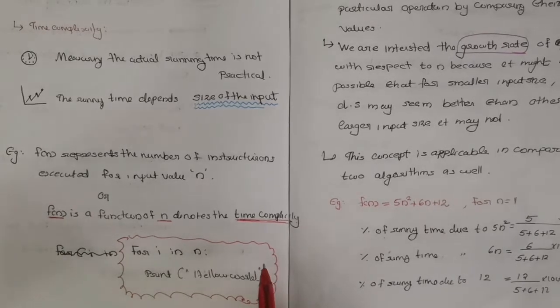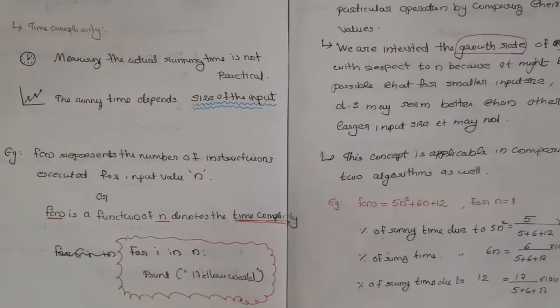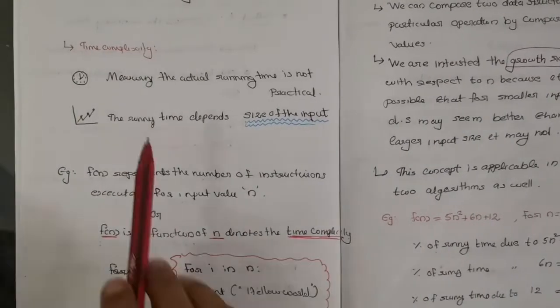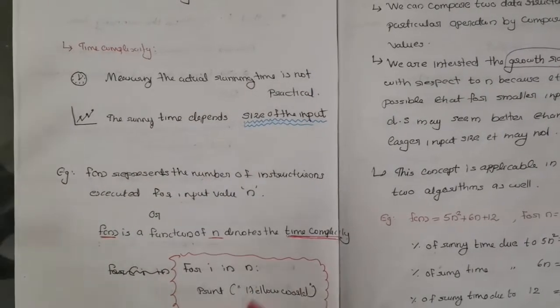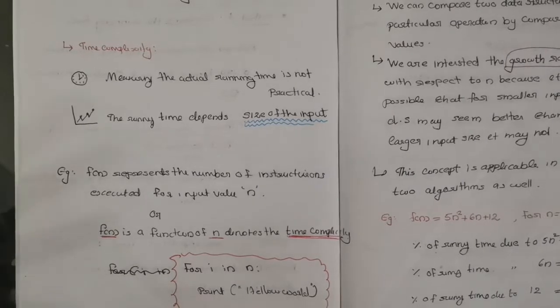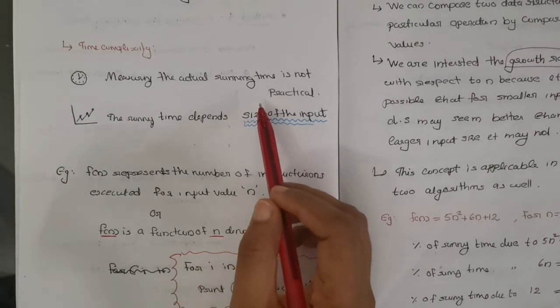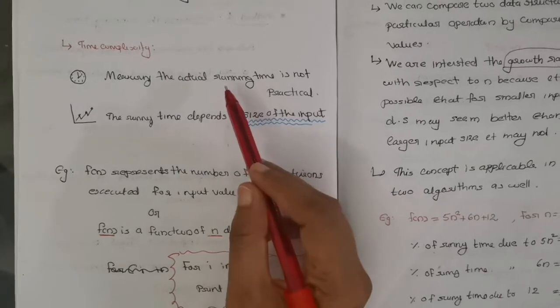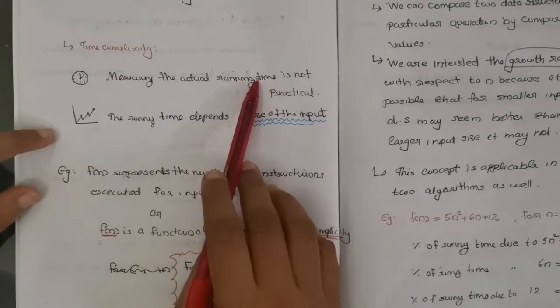So we already discussed that there are three types of complexities: best case, average case, and worst case. In this notation we will discuss time complexity. Today we will discuss why measuring the actual running time is not practical. Before, we discussed data structures and how they work, but measuring the actual running time is not possible, because if we implement one data structure on a high performance machine and try to run it, it is not possible.